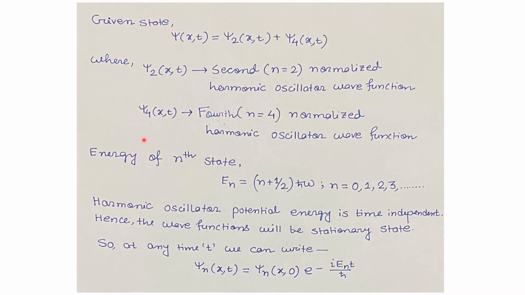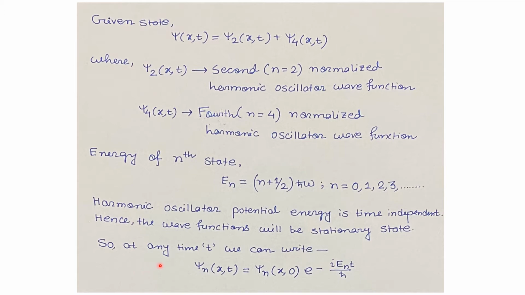Now for a one-dimensional harmonic oscillator problem, the energy of the nth eigenstate is given by En equals (n plus half) h cut omega, where omega is the angular frequency of the harmonic oscillator and n defines the state of the harmonic oscillator. Here n can take the values 0 or any positive integer. Now the harmonic oscillator potential energy is time independent, so the wave functions will be stationary states.